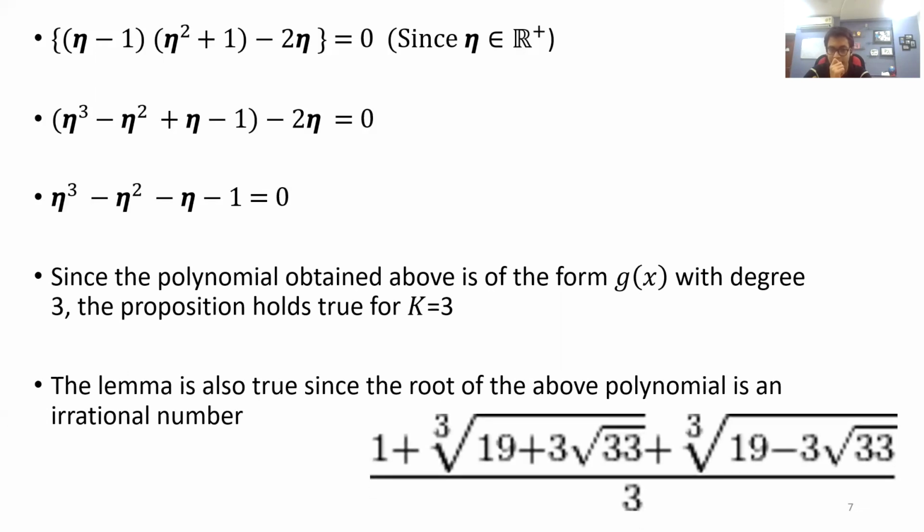1 plus cube root of 19 plus 3 times root 33 plus the cube root of 19 minus 3 times root 33, all over 3. That's surely irrational, isn't it? Right, so these were the demonstrations, and now let's move on to proving our lemma.